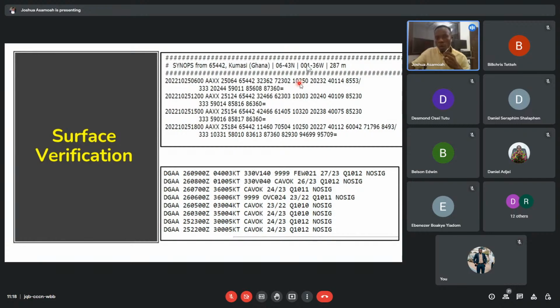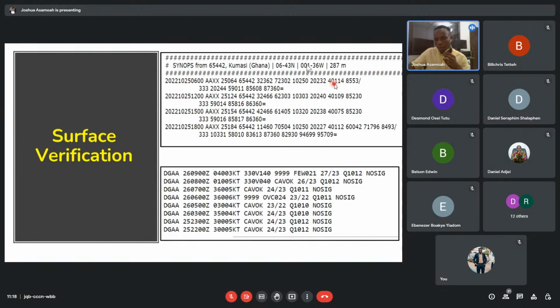If it was 11250, then it means temperature is negative 25.0. And then the 2 is an indicator for dew point temperature. The same interpretation, a positive figure. The value is 23.2. And then this one, the fourth group, is an indicator for pressure. That's why I was telling you that pressure is dropping for Kumasi. So an indicator for pressure. You just put 1 before the 0, and then the last digit will be a decimal.